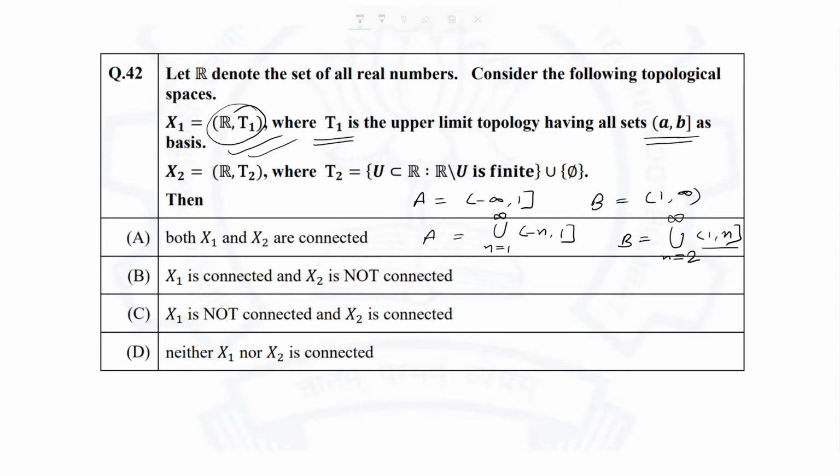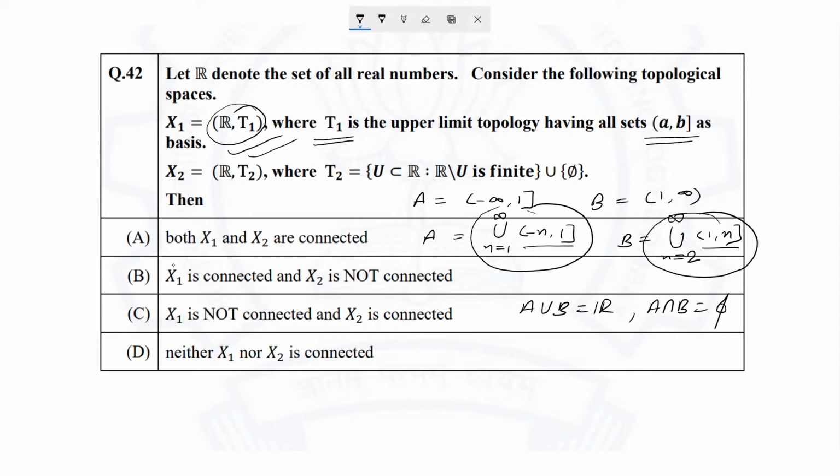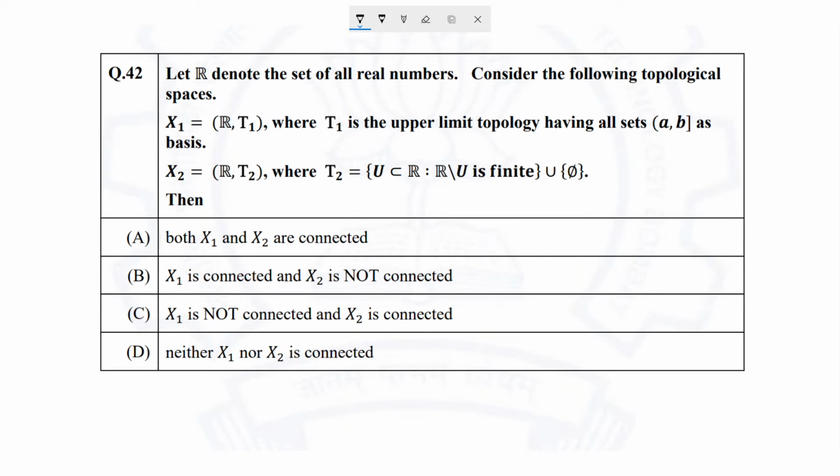Now see that these elements are basis elements in this T1 topological space. We know that an arbitrary union of open elements is open in a topological space, and basis elements are always open. So this is an arbitrary union, and this is also an arbitrary union. So A and B are open sets in this topological space. Now clearly A union B is our R and A intersection B is phi. So we got a separation of this topological space X1. It means that X1 is not connected, meaning disconnected.